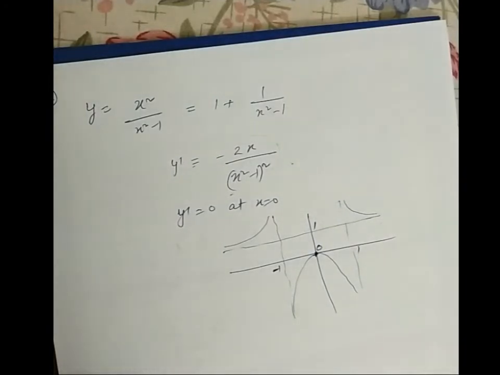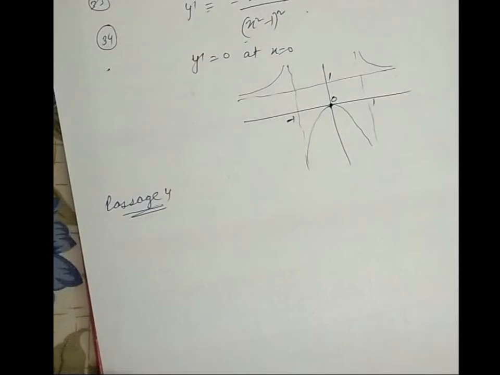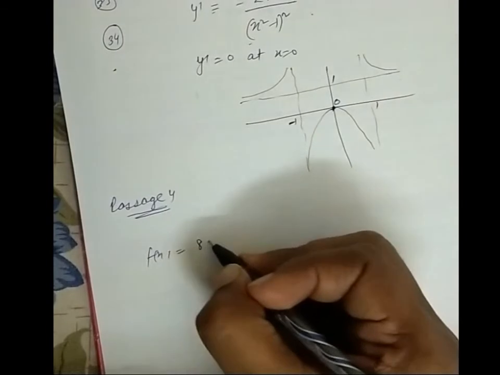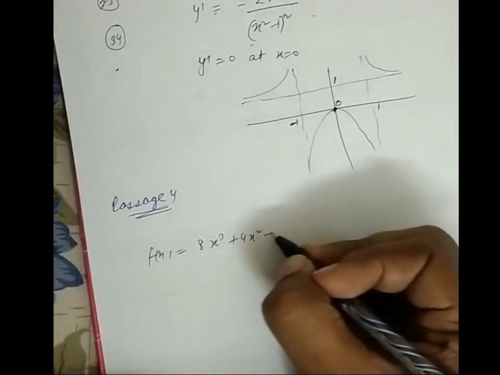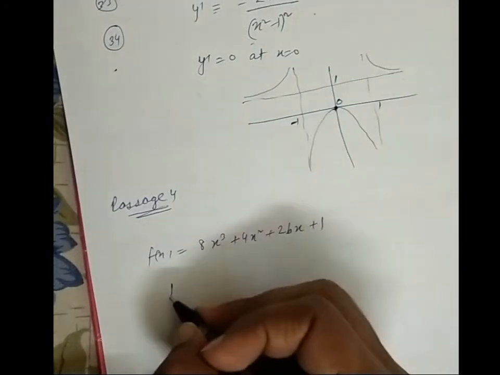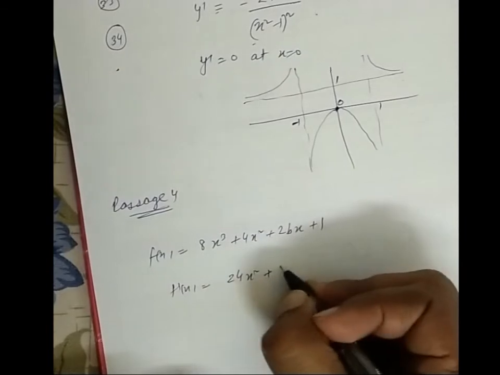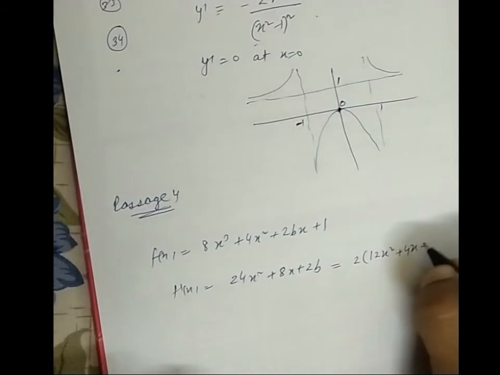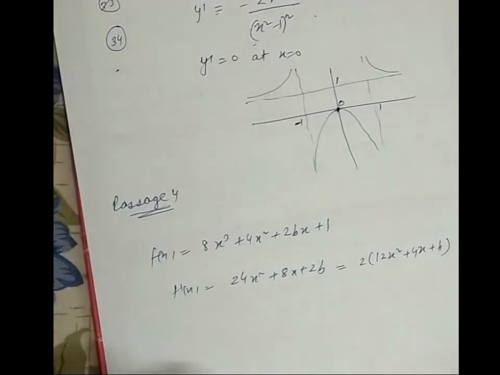Moving on to our next question, questions 35, 36, 37, pertaining to passage number 4. Okay, so we've been given a cubic polynomial 8x cube. So if a is equal to 1, f(x) will be equal to 8x cube plus 4x square plus 2bx plus 1. Okay, so f dash x would be 24x square plus 8x plus 2b, which would be equal to 12x square plus 4x plus b. So for f(x) to be increasing, f dash has to be greater than 0.